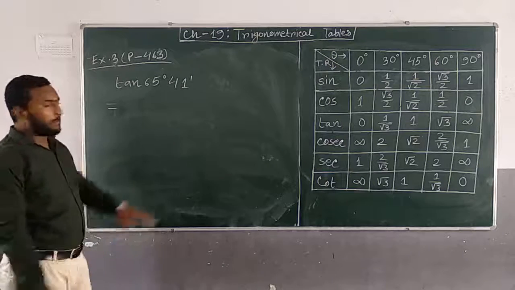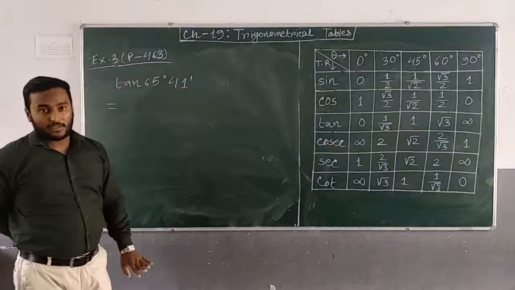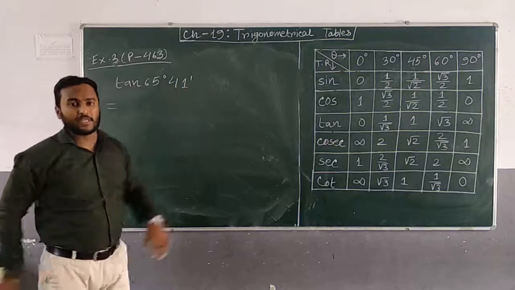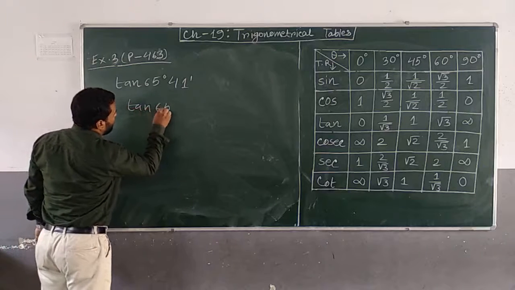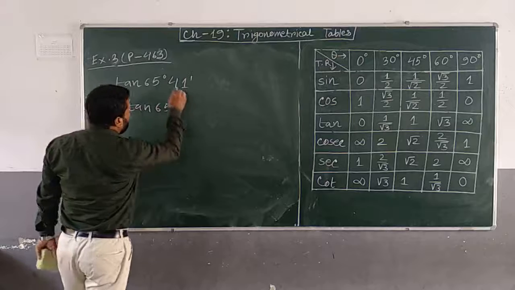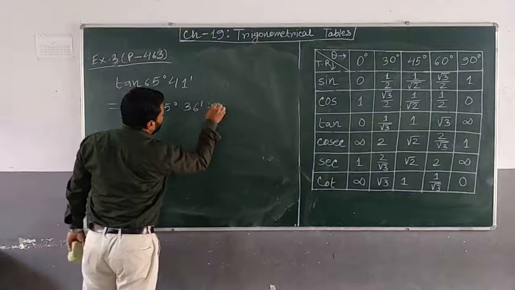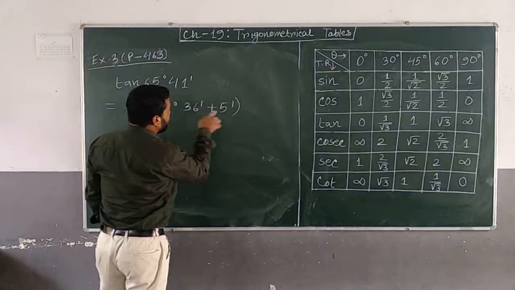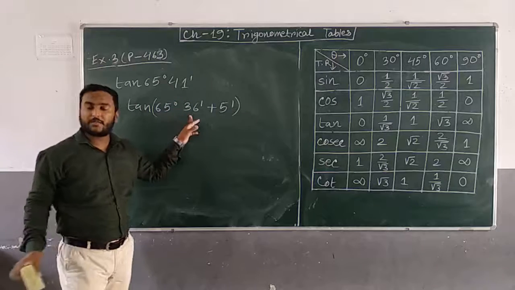First of all, you have to see whether this is a multiple of 6 or not. This is not a multiple of 6, so you have to write this as a multiple of 6 plus something. So that can be written as tan of 65 degree, and this is 36 minutes plus 5 minutes, because 36 plus 5 equals 41. So now 36 is a multiple of 6.